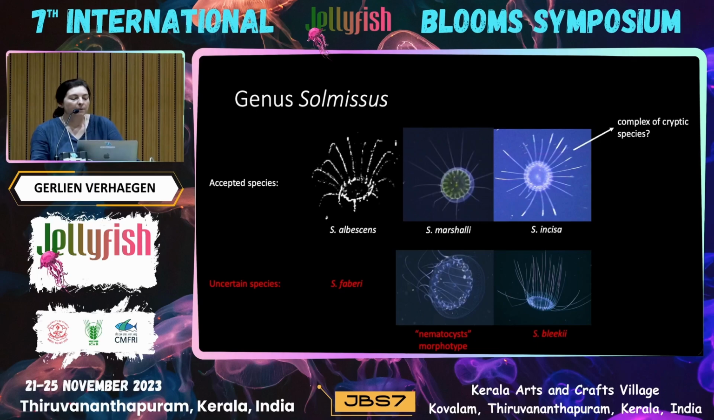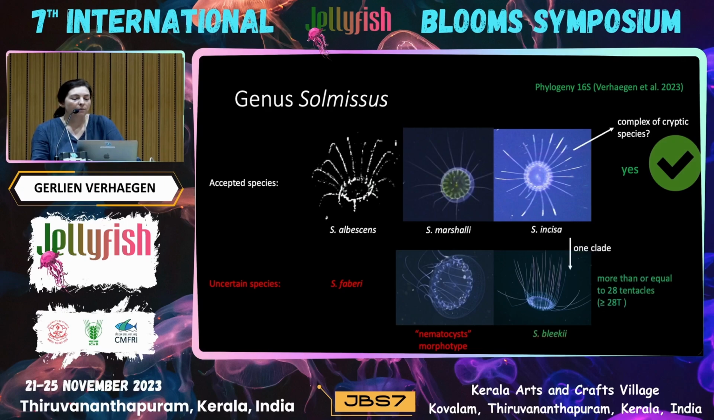Okay, a bit more about the genus Solmissus. Oh, the time is going fast. Okay, so let's see. Say there were 3 accepted species before we started, including Solmissus incisa, a widely distributed species, and it was suspected to be a cryptic species. And with preliminary data in 16S, we confirmed this. And one of these cryptic species is likely Solmissus plicae, which has more than 28 tentacles.